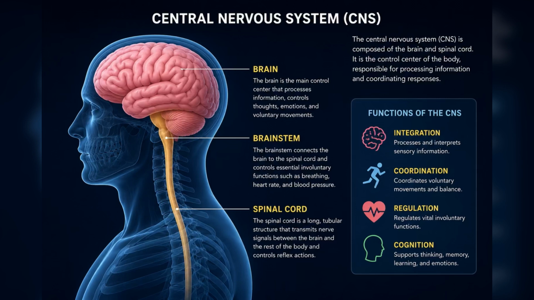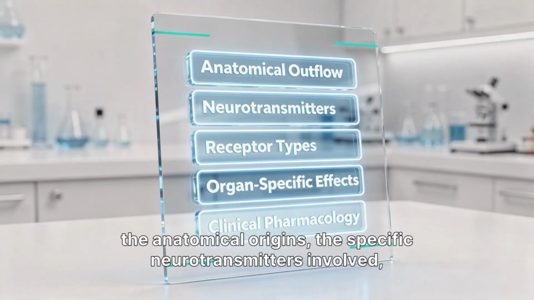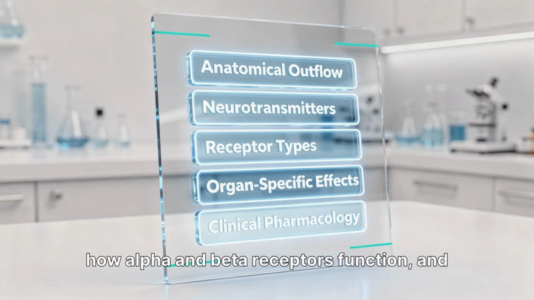In this comprehensive guide, we will cover the anatomical origins, the specific neurotransmitters involved, how alpha and beta receptors function, and a complete head-to-toe breakdown of organ effects. Plus, we'll master the pharmacology you'll see on the floor. Let's start at the very top.